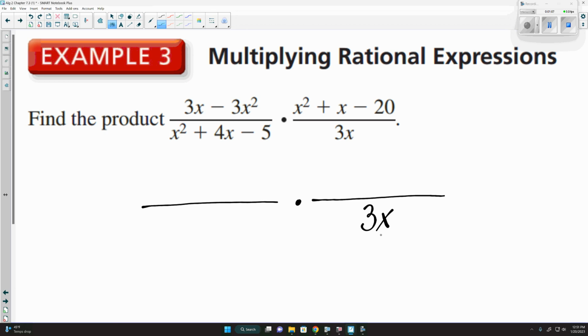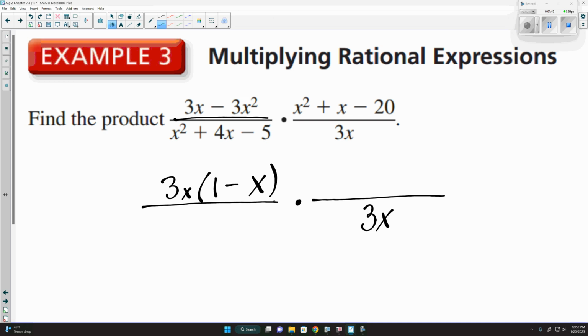Now the next easiest one is going to be the numerator of the first rational expression, our 3x minus 3x squared, because there's a greatest common factor of 3x, and we can factor it out of both terms. If we factor 3x out of 3x, we get 1 minus. If I factor 3x out of 3x squared, we're left with just x. Because we did factor the 3 out. So we get this here.